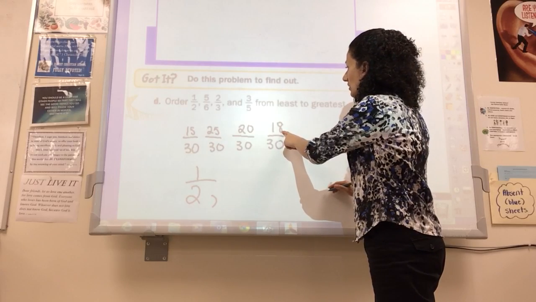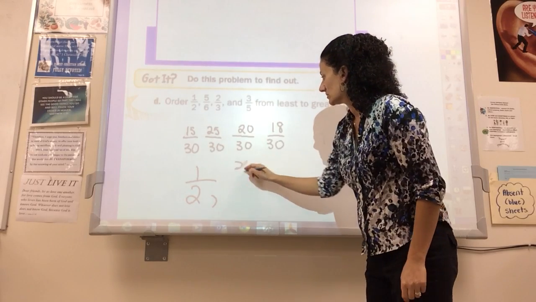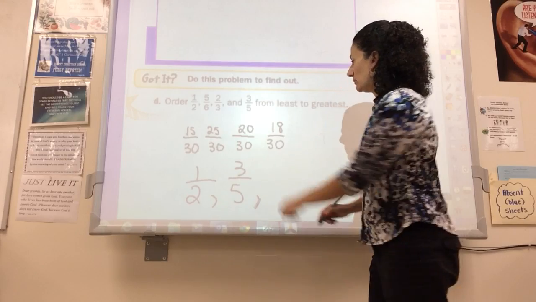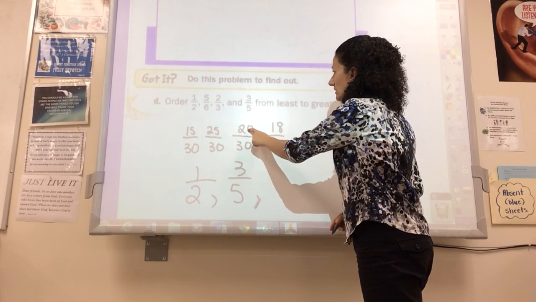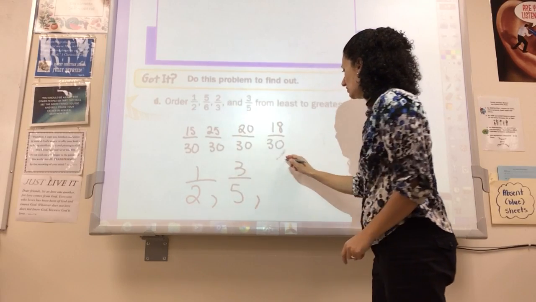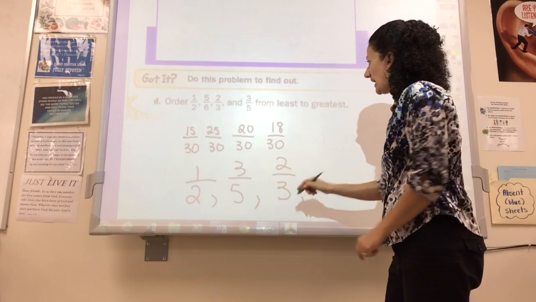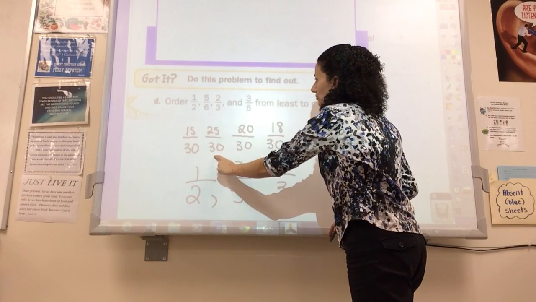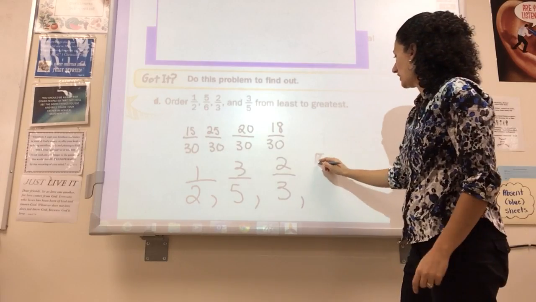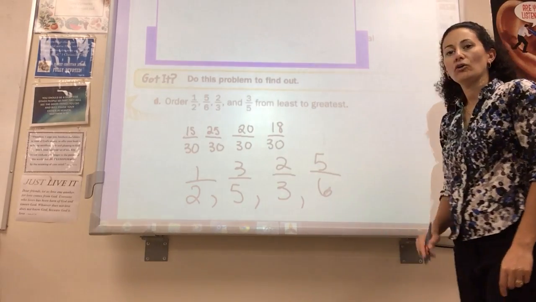18 is the next smallest. That was 3/5. Then we have 20. That's the next one in our order, and that was 2/3. And it looks like this is my biggest or greatest fraction, and that was 5/6.